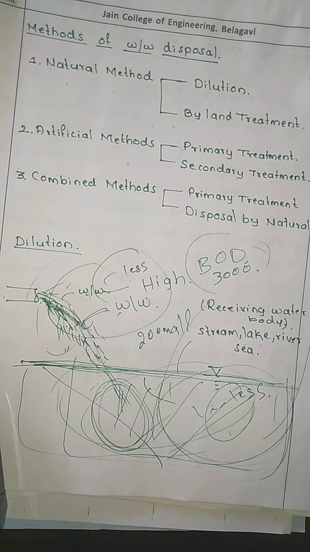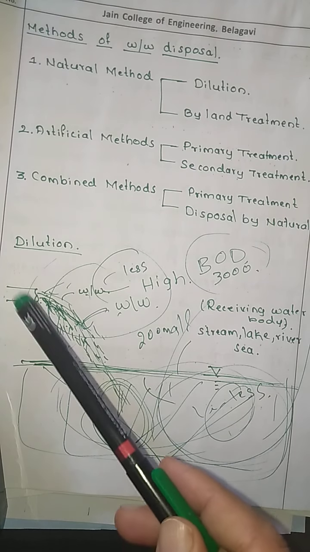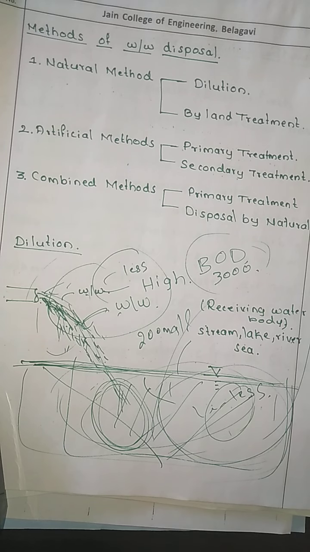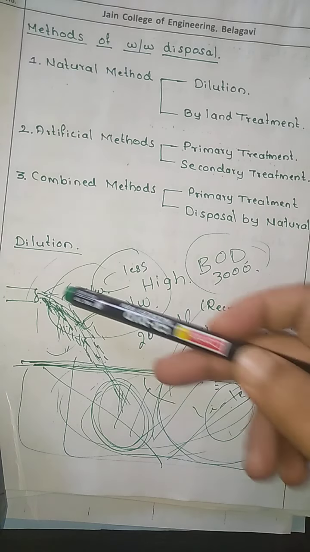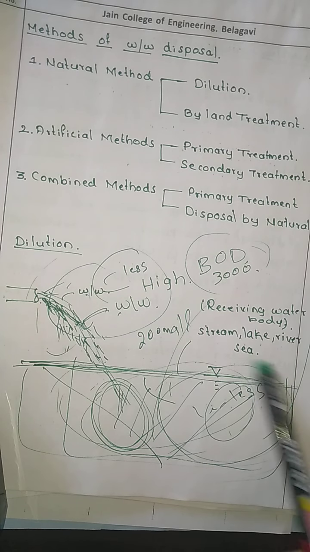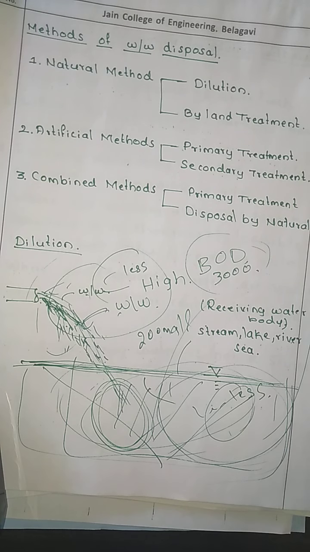Now, where the receiving water body is a source of drinking water, whenever we are going to discharge the wastewater to the receiving water body, if this receiving water body is not a source of water, then only we can discharge this wastewater without any treatment, or else the treatment will become necessary. When this is a source of drinking water, then whenever we are going to discharge the wastewater, we should treat it.